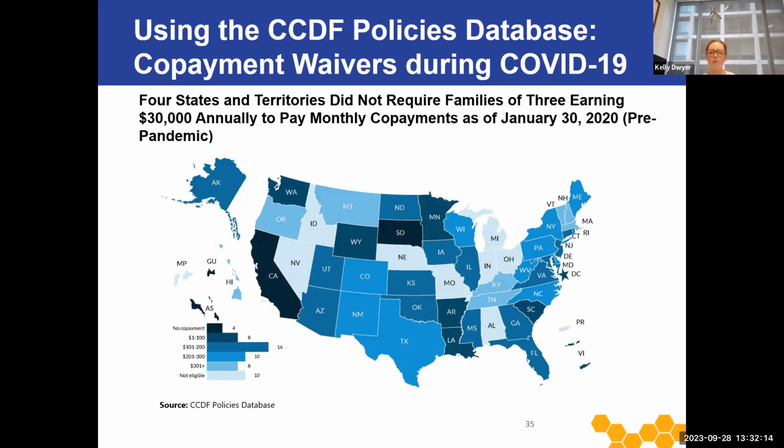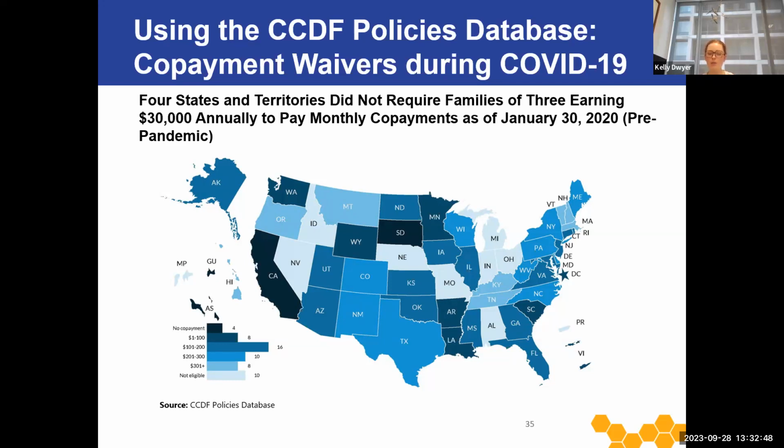Here we have another example of how you might be able to use the information related to COVID-19 from the database in your own work. We wanted to look at how copayments for different family sizes and incomes changed during the course of the pandemic, because we learned through our annual verification process and our annual policy collection process that a lot of states and territories waived co-payments for different groups of families or all families during the pandemic.